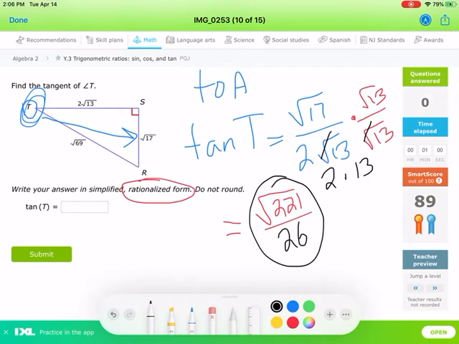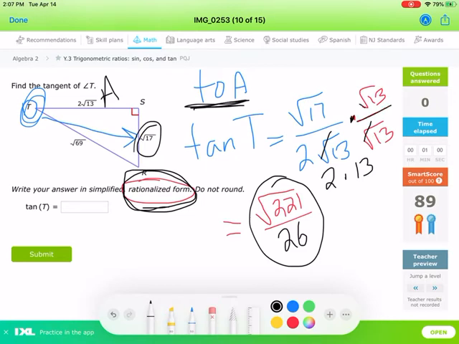But that's it. Again, I repeat. Tangent of t is TOA. Tangent of t means opposite over adjacent. The opposite is root 17. The adjacent is 2 root 13. So I put that one on top of the other. It says rationalized form, which means you cannot have a radical in the bottom. We have to rationalize that by multiplying by that radical. So you multiply the top and bottom by root 13. Here it is, root 13 on top, root 13 on bottom.